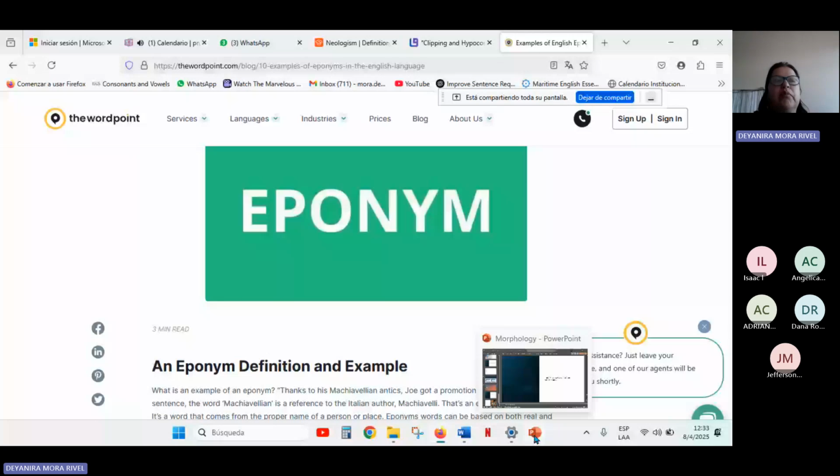For example, in brands, we have Dolce & Gabbana, we have Michael Kors, we have clothes by Carolina Herrera. All of those are eponyms because it's not their name, it refers to their creation, right? Like to the brand name.